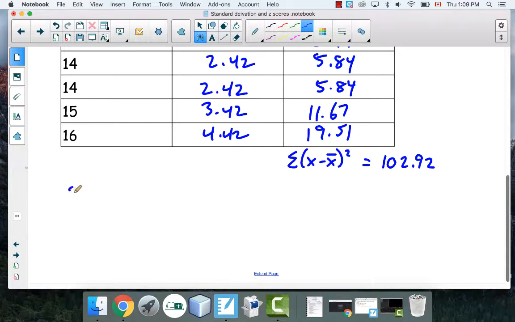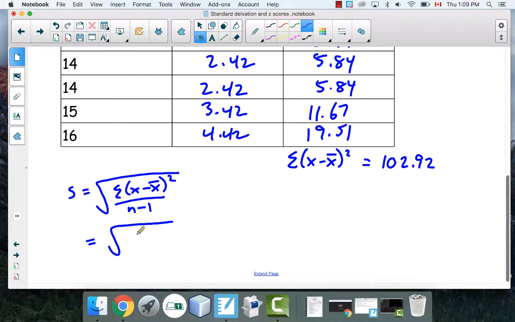So I'm going to rewrite the equation here. S equals the square root of the sum of all of the x's minus the x bars squared, over n minus 1. So if you look, I actually figured out the top part of the fraction already, so I can write it in. It's the square root of 102.92. That's the top piece of the fraction, all divided by 12 minus 1.